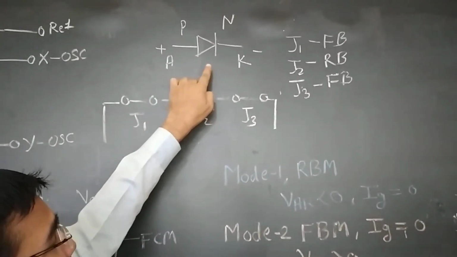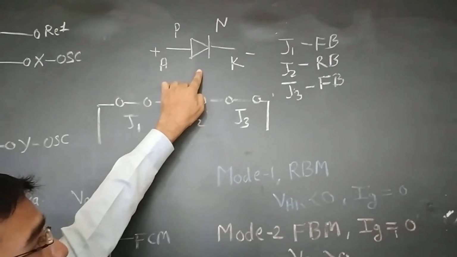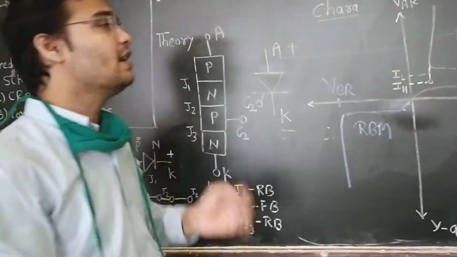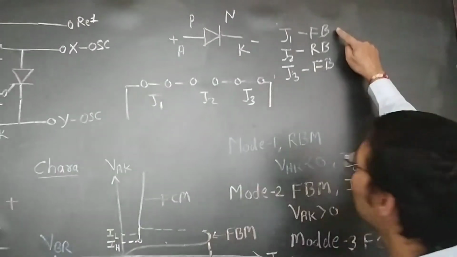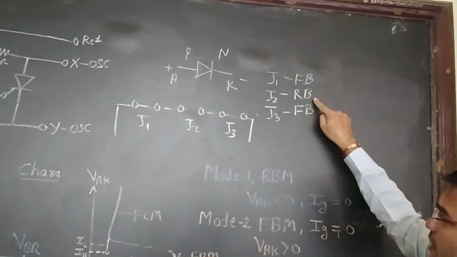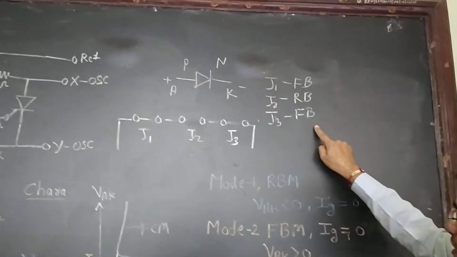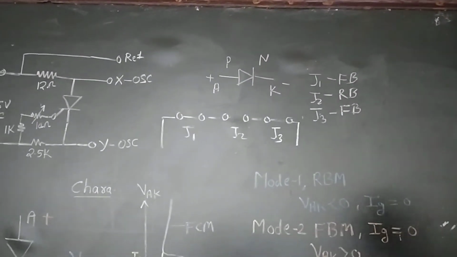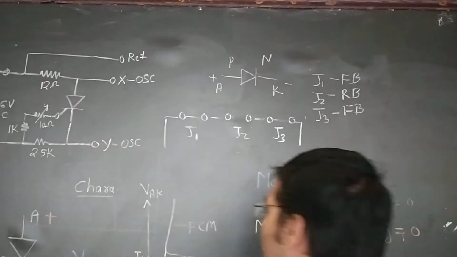We can say that this diode is in the forward bias condition. Similarly, here we have three junctions: J1, J2 and J3, right? J1 is in forward bias, J2 is in reverse bias, and J3 is in forward bias. Now I want to make an equivalent circuit diagram of this particular circuit.